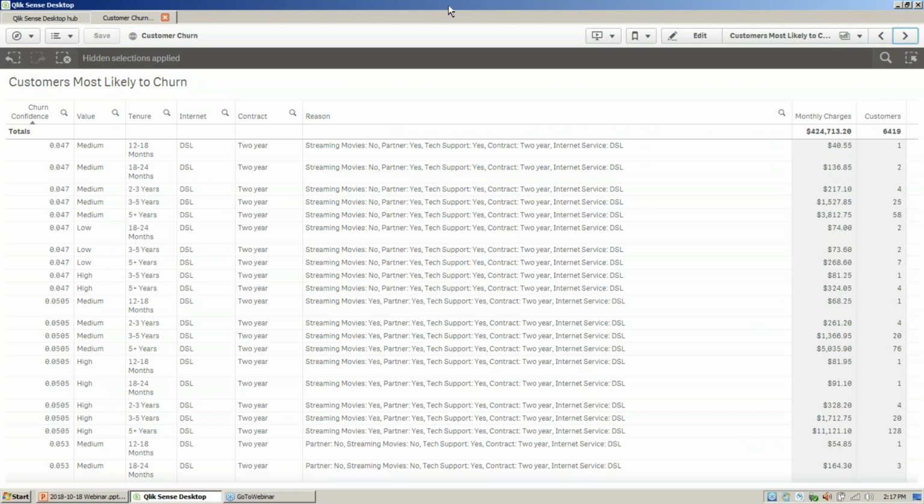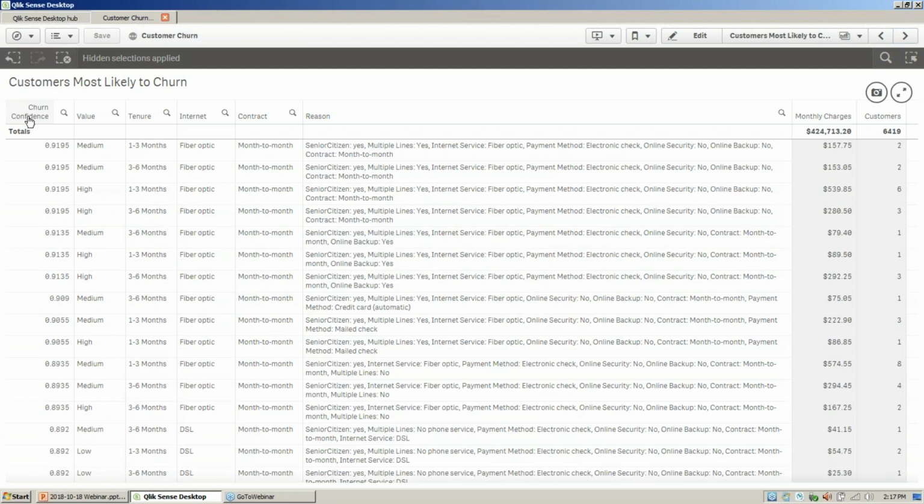So we're going to go down, not quite to the lowest level of detail, but we're going to aggregate it up by a few things here. And now we're going to start looking for patterns. And if I sort decreasing by churn confidence, these are the types of customers broken down by this that are most likely to churn. And so we can glance at this and start to see the reasons why that the model spit out.